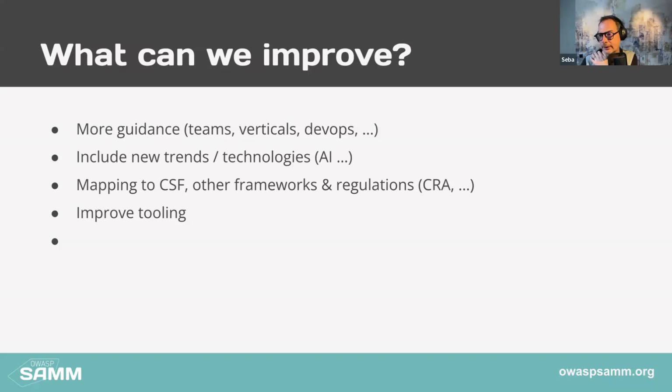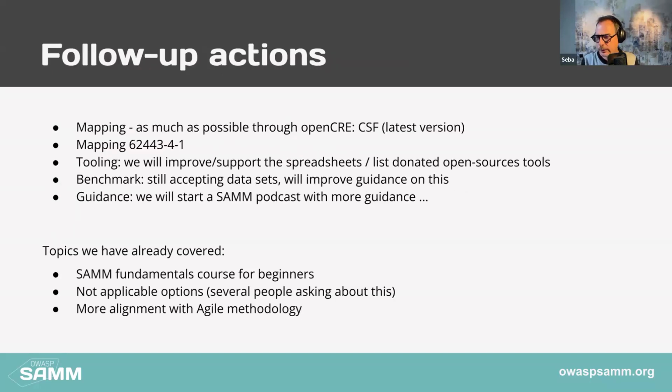Now, recently we had the core team summit a couple of weeks back, and we've already started to take some of this input and use it as part of our upcoming work. What are we going to do? We're definitely going to use more mapping and, as much as possible, also leverage the OpenCRE mapping towards SAMM, because OpenCRE in itself contains a lot of mappings to others. There's also a mapping of the 62443 standard.